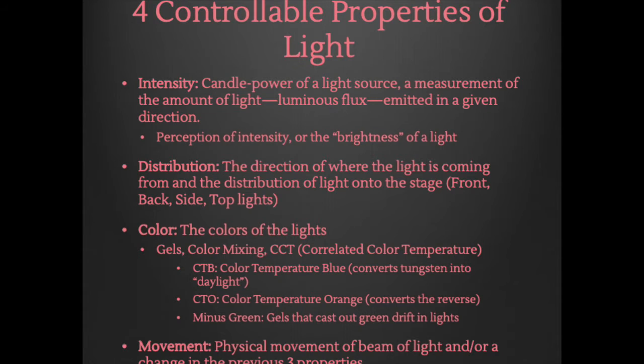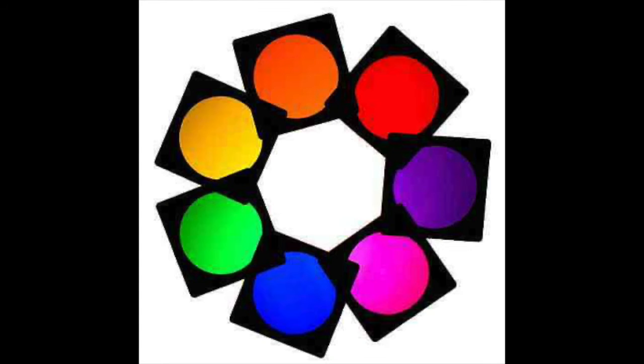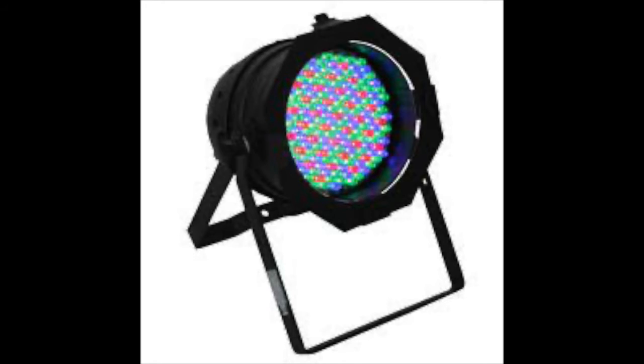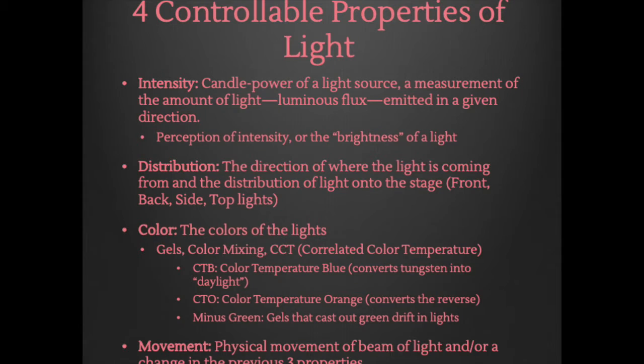You can control the colors of the lights. You control this by either the old school way where you have gels inside the lights, and gels are, I'll show you later. Or color mixing, where if you have more sophisticated lighting instruments now, you can do color mixing right in the lighting equipment. And then you have CCT, which is the correlated color temperature.